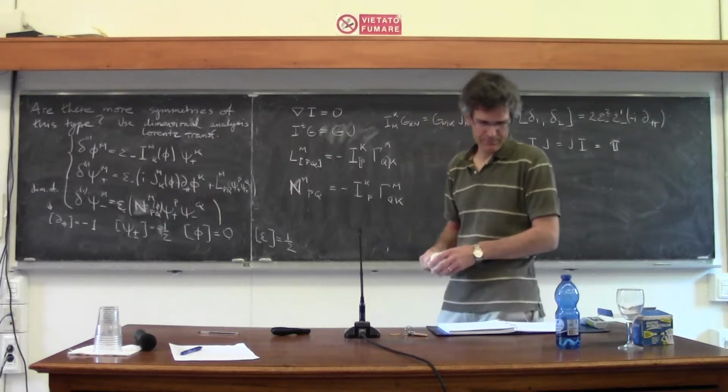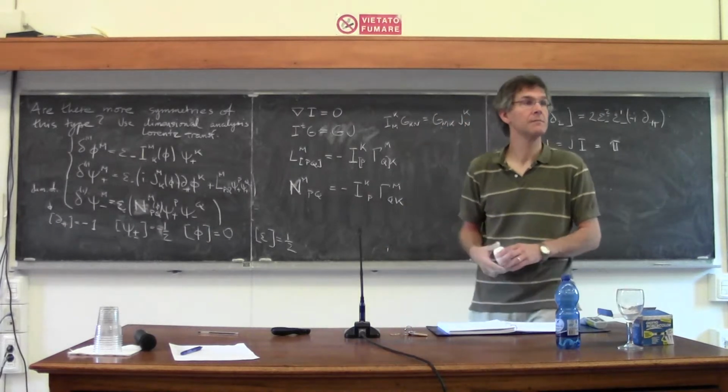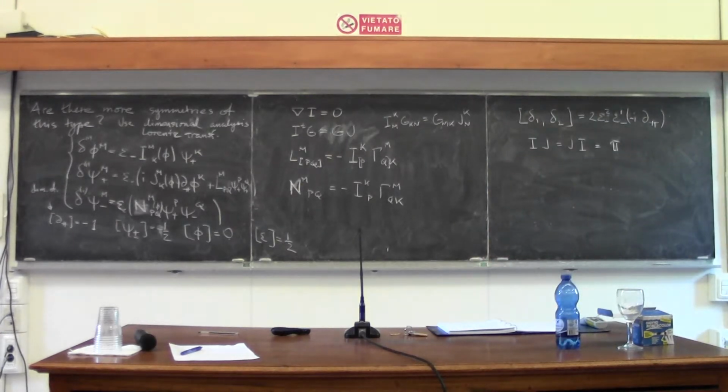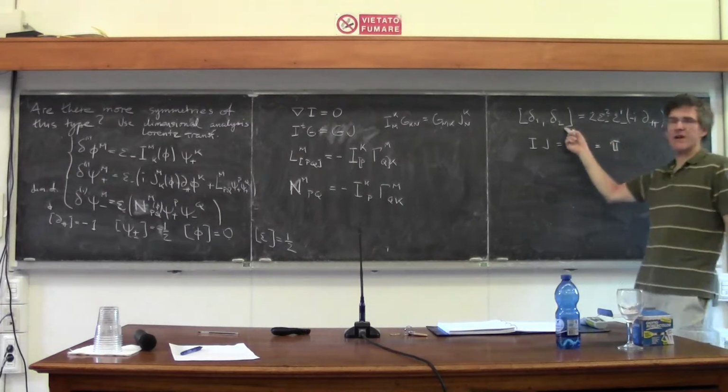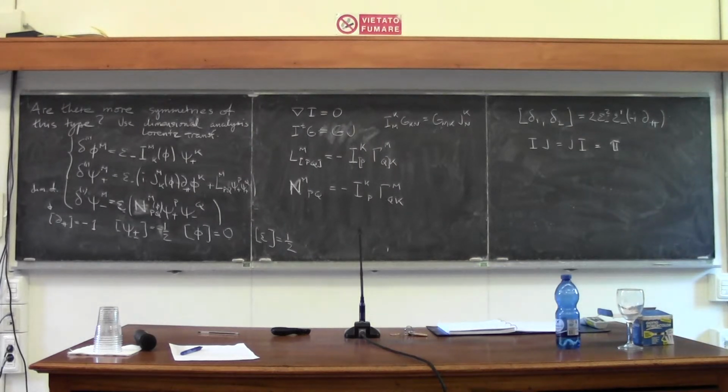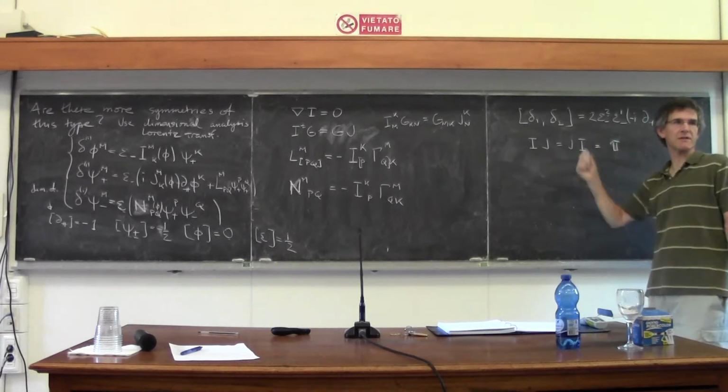So here you mean on-shell closure. You need to impose the equation of motion for closure. Why? Equation of motion of what? Fermions. Oh, you mean when I do, yes. In some of the commutators I will need to do that, yes.